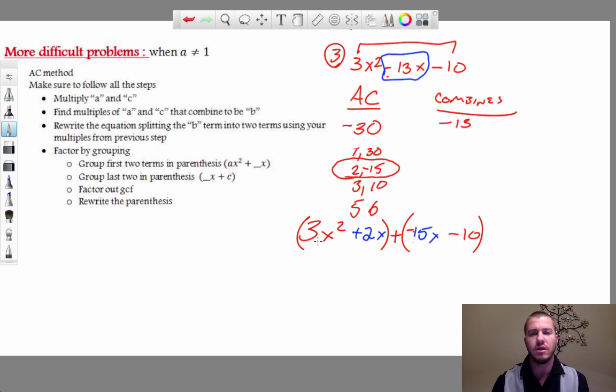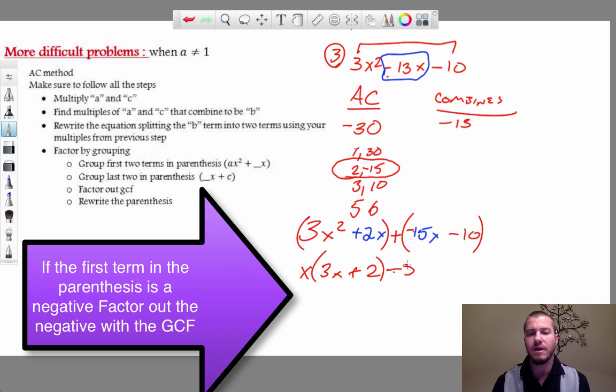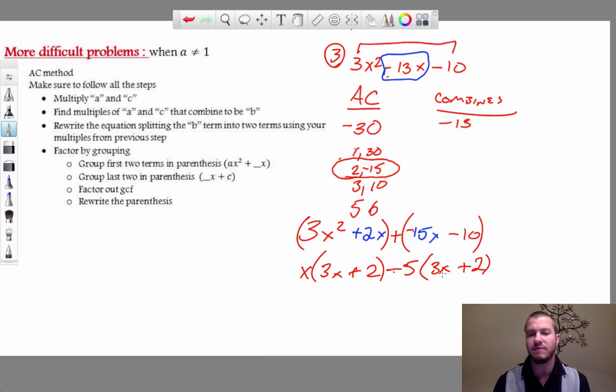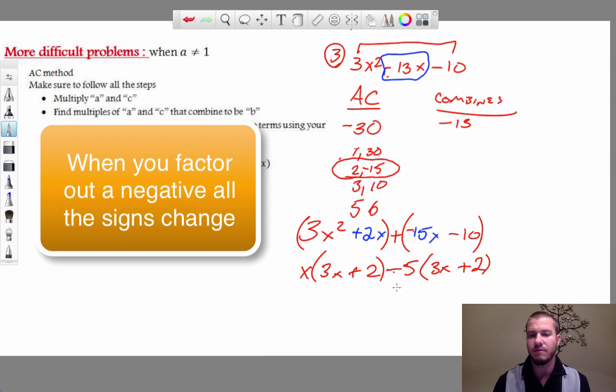Well, nothing goes into 3 and 2, but for this first group, you will always be able to factor out an x. And so that makes this 3x, that makes this 2. And then here, what goes into negative 15 and 10? What factors out of this second term, negative 15 and negative 10, is a 5. But if this first term is a negative, factor out the negative with it. And that's going to make this a positive 3x and a positive 2. Now I'm making that positive 2 because I factored out the negative.